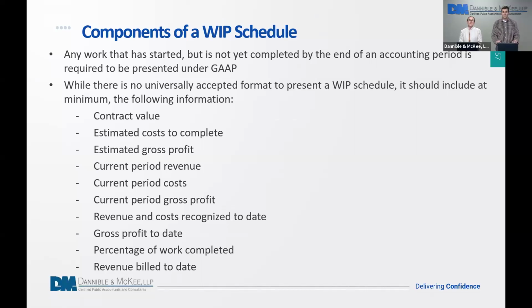Again, we'll go through them in more detail in the subsequent slides, but it's going to present your contract value, the estimated cost to complete the project, and your estimated gross profit. From there, you're going to show what your current period revenue, current period cost, and current period gross profit were. You're going to show revenue and costs recognized to date on the job, so that whoever's reading it can see how much work, revenue, and cost there still are left to recognize. And you're going to show the percentage of work completed and the revenue that you've billed to date.